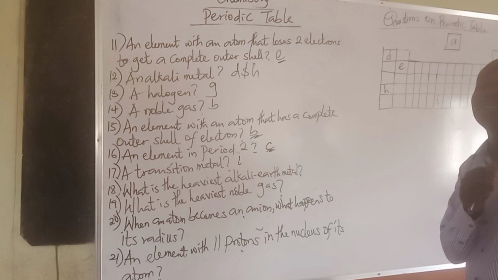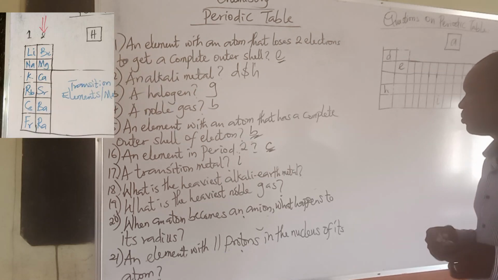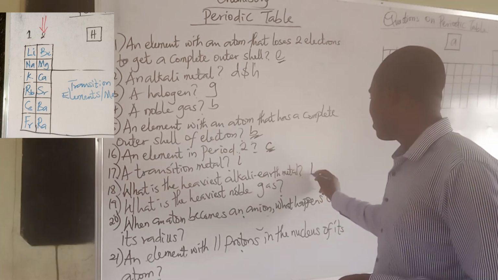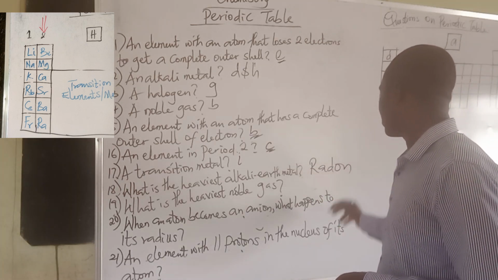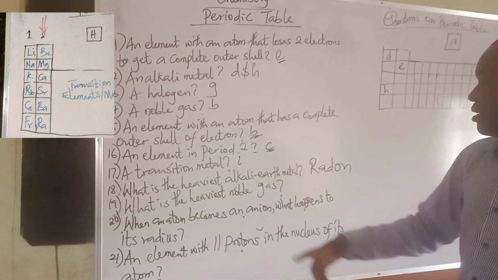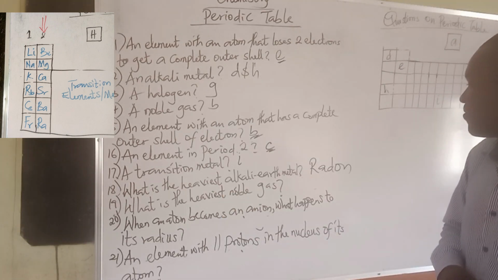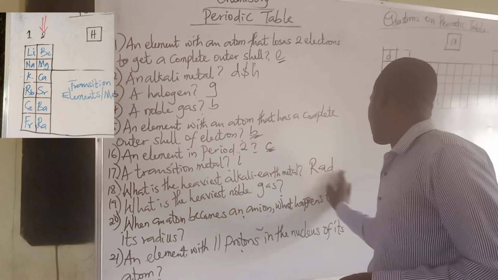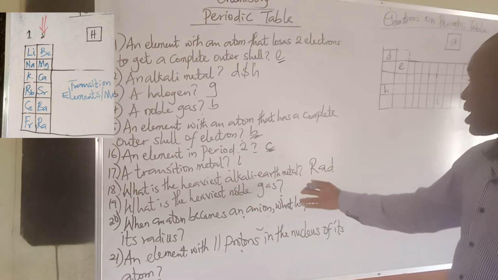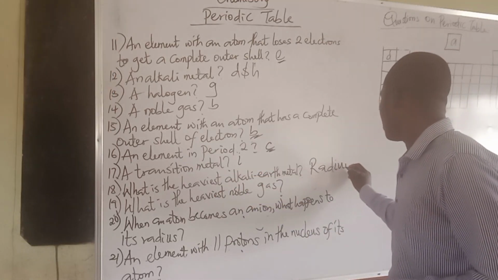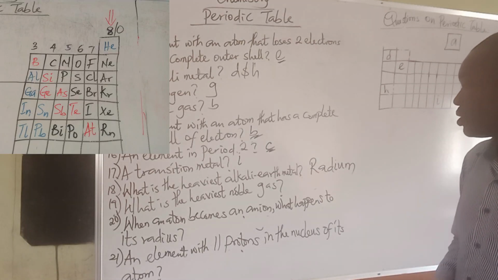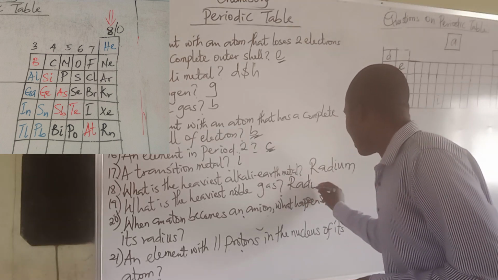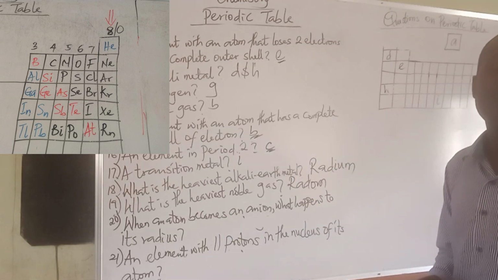So what is the heaviest alkali metal? Now this is taking you to the standard periodic table. The heaviest alkali metal is radon. What is the heaviest alkali earth metal? That is radium. What is the heaviest noble gas? That is radium. Remember, this heaviness that we are talking about has to do with density.